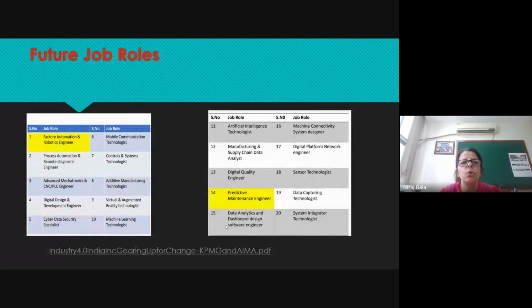What are the future job roles which will be required? That also you have seen: we need factory automation and robotic engineers, we need process automation, advanced mechatronics, digital design, cyber data security. So these are the types of job roles which will be required by the industry. So we need to prepare the students for these job roles: mobile communication, control and systems, additive manufacturing technologist, virtual and augmented reality technologist, machine learning technologist, artificial intelligence, machine connectivity, digital platform, then all these future job roles which are required by the industry from our students.